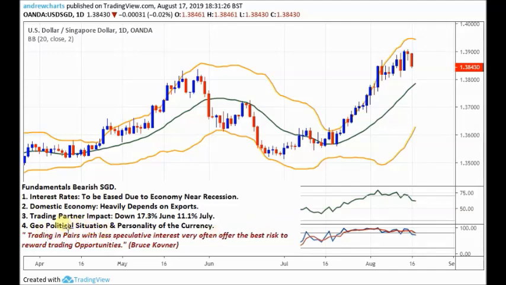We're looking in point number 4, geopolitical situation. Could there be a geopolitical problem or an impact? So a good example would be Brexit and British pound pairs. We don't have that in this pair.